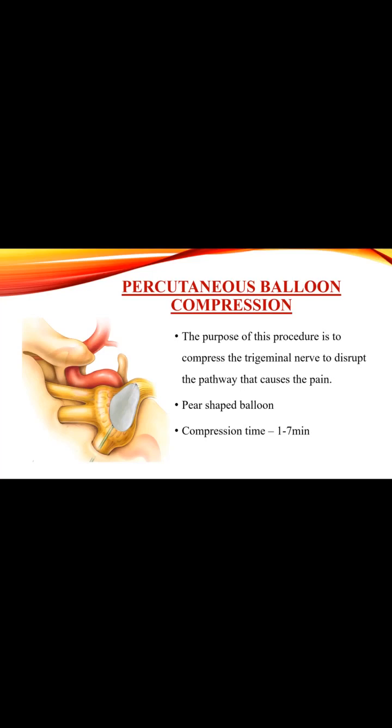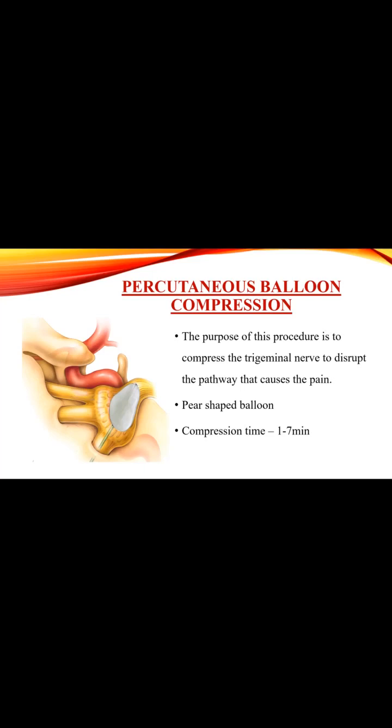This procedure is done under general anesthesia, and under X-ray, a needle will be introduced through the cheek to the trigeminal nerve by using an opening in the skull. Then the balloon will be expanded once it reaches the trigeminal nerve. The balloon will be expanded, and the compression is given for a time period of 1 to 7 minutes. And this will compress the nerve.